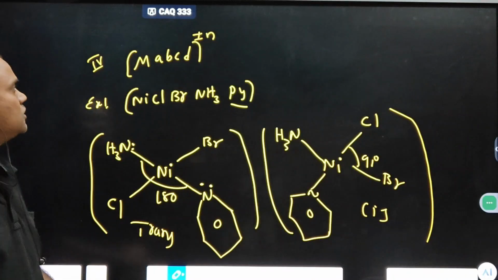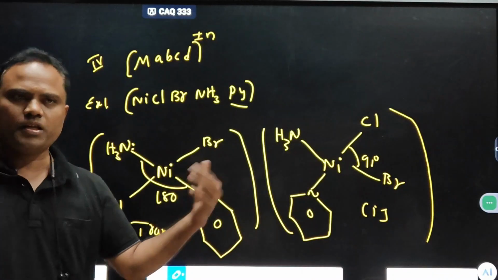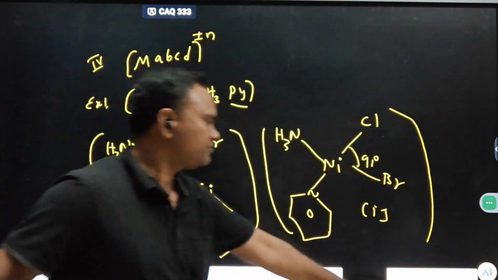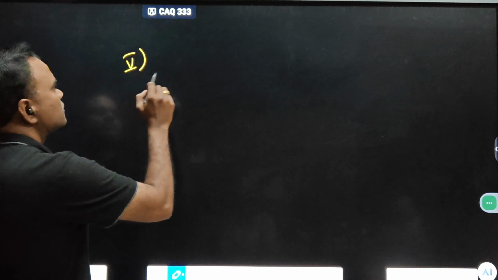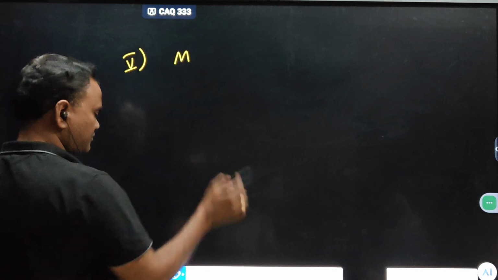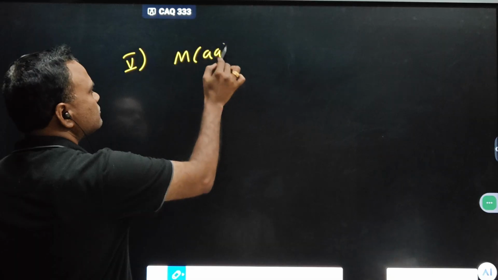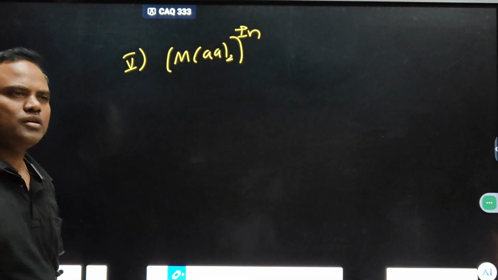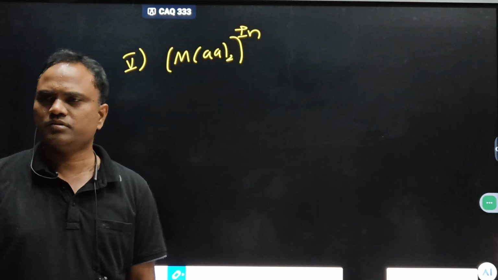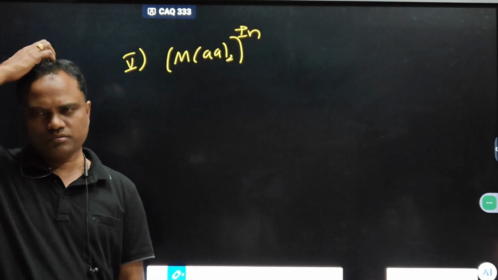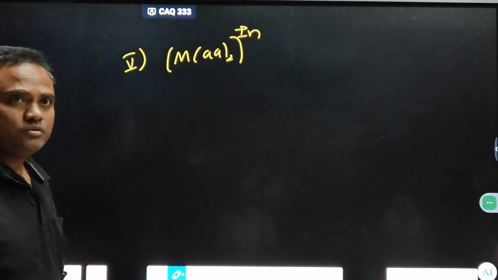Right. Next category: bidentate category, problem number 5. What about this? The MA taken twice category. Start. See the table: do not show.